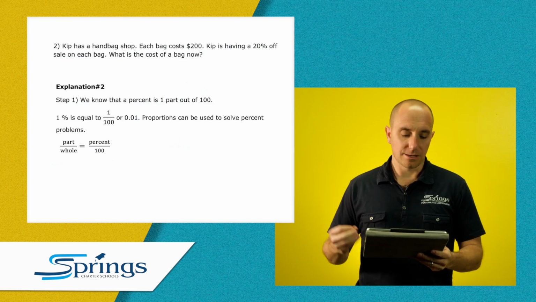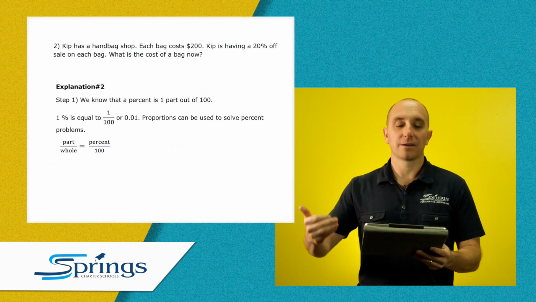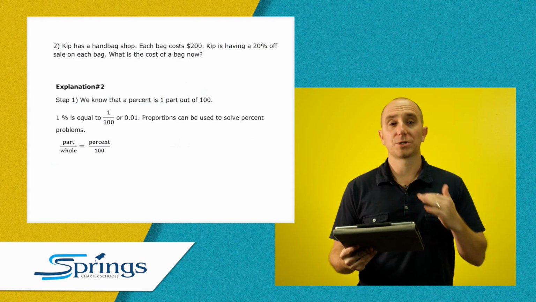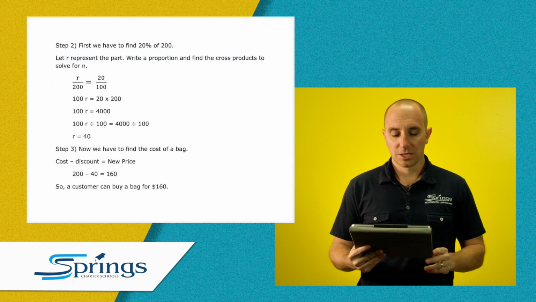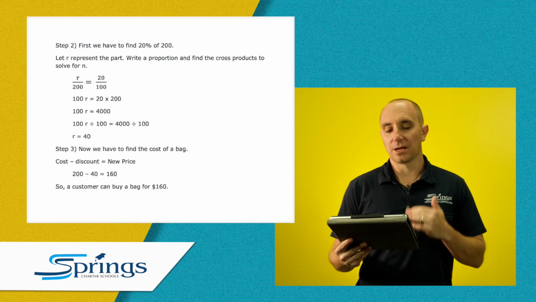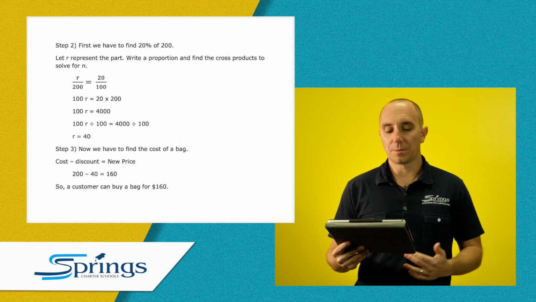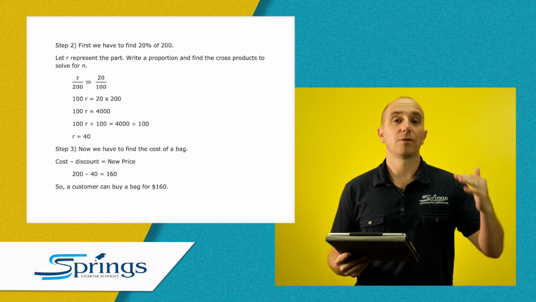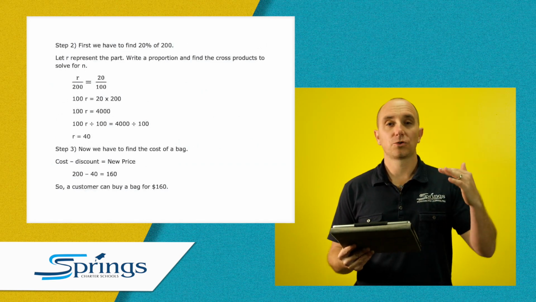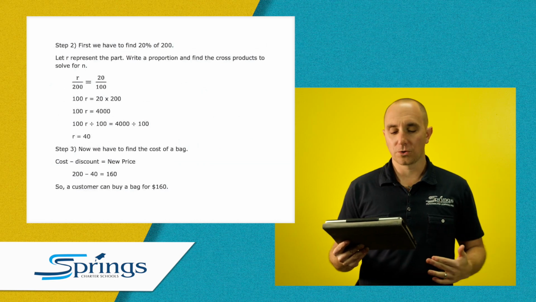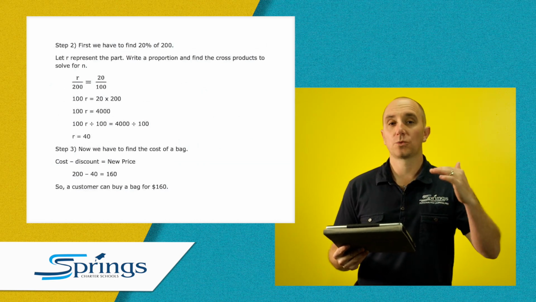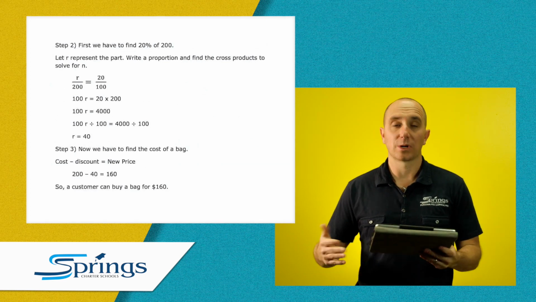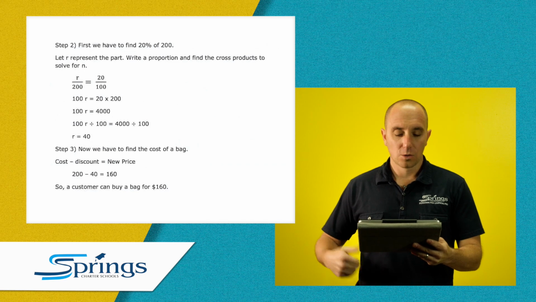All right, so again, remember that anytime we're working with percent, it's out of 100, and so we're going to use our same formula where we have part over the whole is equal to percent over 100. Okay, so first we're going to find out 20% of 200. So we're going to let r represent the part, and we're going to write a proportion and find the cross products to solve for r. So we have r over 200 is equal to 20 over 100, so r over our total is equal to our percentage, 20 over 100, representing 20%.